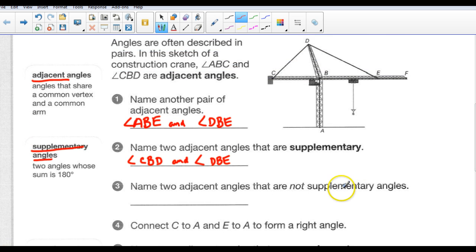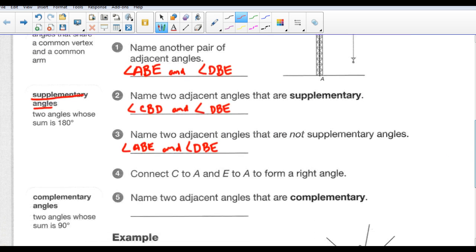Name two adjacent angles that are not supplementary angles. That means more than 180 degrees. Okay, so I'm thinking probably this one right here is more than 180 degrees because there's our vertical line there and it goes past it. So I would say angle ABE and angle DBE. Don't forget to put the angle there. Okay, they're not supplementary because they are greater than 180 degrees.